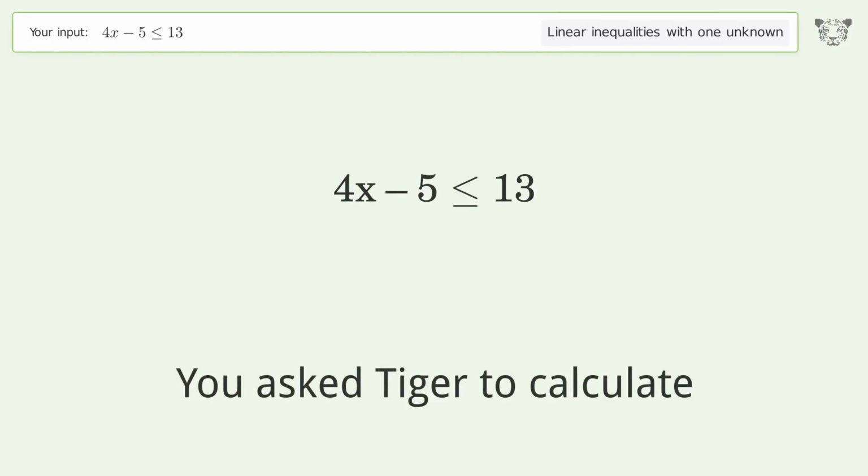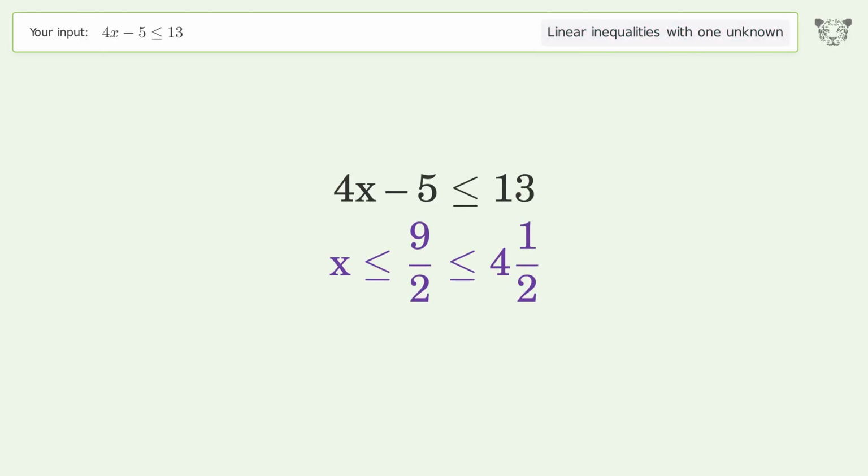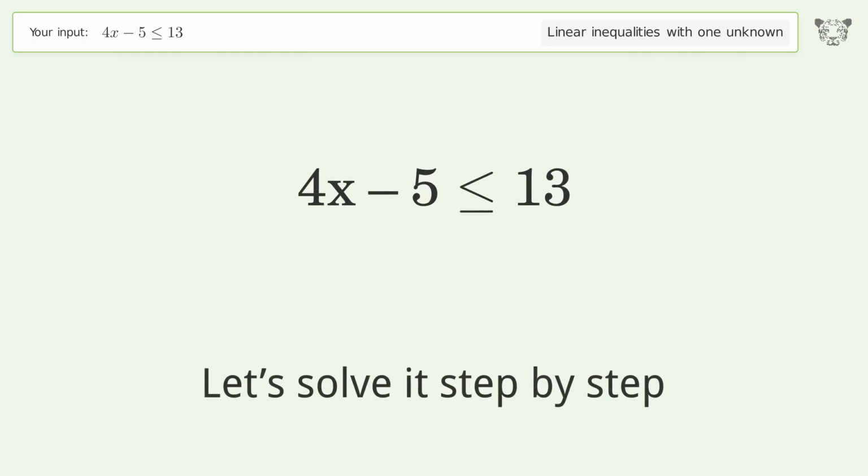You ask Tiger to calculate. This deals with linear inequalities with one unknown. The final result is x equal or smaller than 9 over 2 equal or smaller than 41 over 2. Let's solve it step by step.